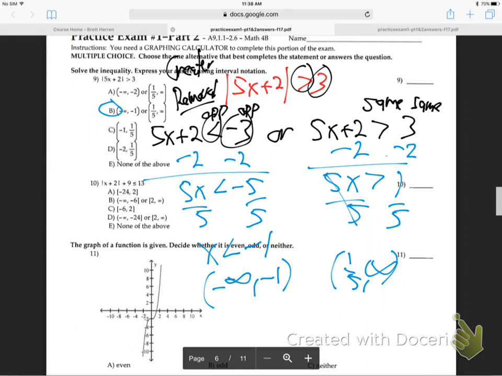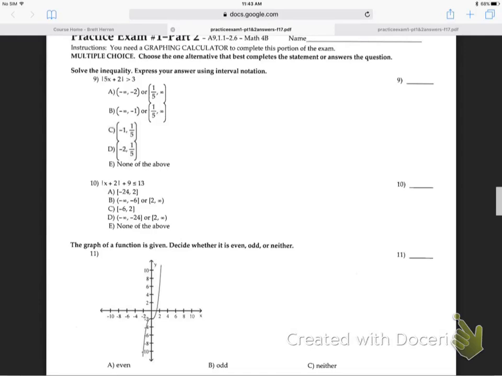Is that good for absolute value greater? So I'm going to move on. You may or may not have got that all copied down. I got to... All right, number 10. Number 10.